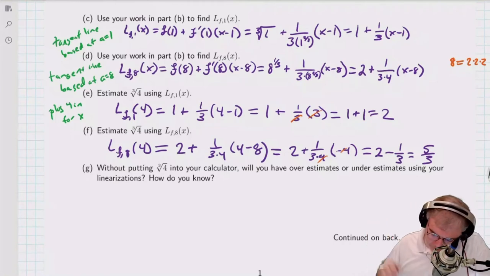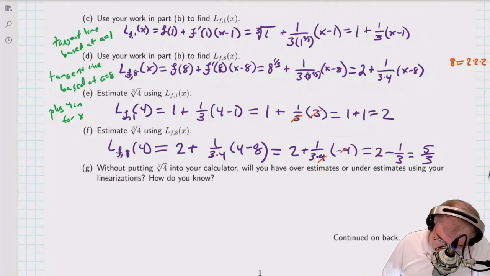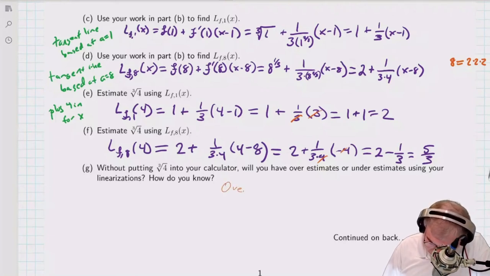Okay. So these are our estimators. Now notice here that if I plugged it into my calculator, I'm not asking you to, but without plugging through it, what would my estimates be, over or under estimates? Well, they are over estimates. These are over estimates.